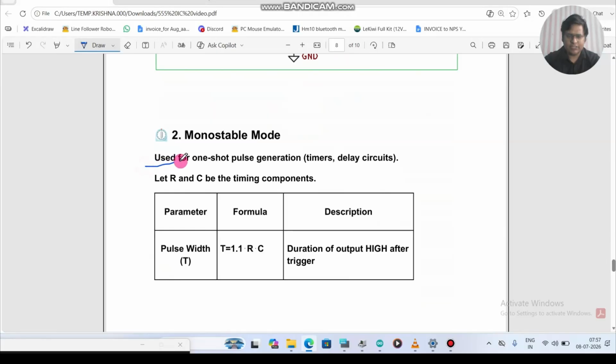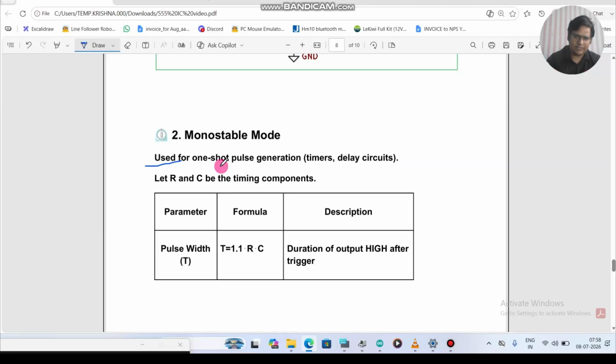Monostable. Monostable is basically, for example, let's say you are building a clap switch. When you clap, the LED turns on, but after some time, after some delay, the LED turns off automatically. Okay, I clap, the LED is on now, and after some time the LED turns off automatically. So there is one state, it requires one trigger point. Whenever I clap, it's waiting for the clap, it triggers, the LED turns on, and after some time the LED turns off.